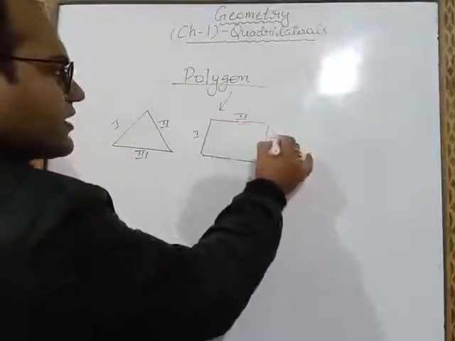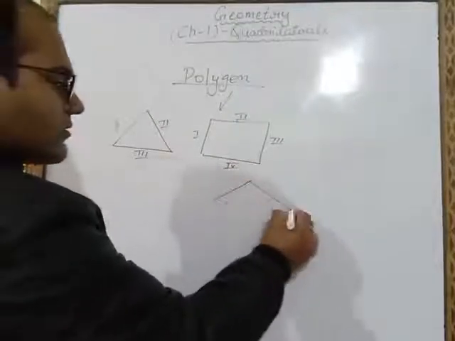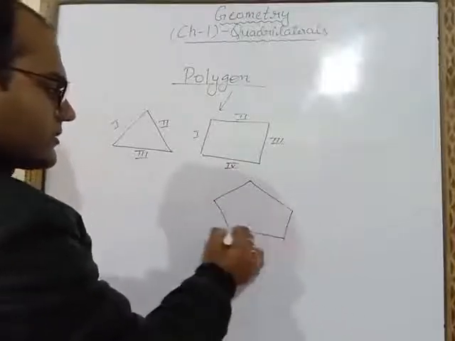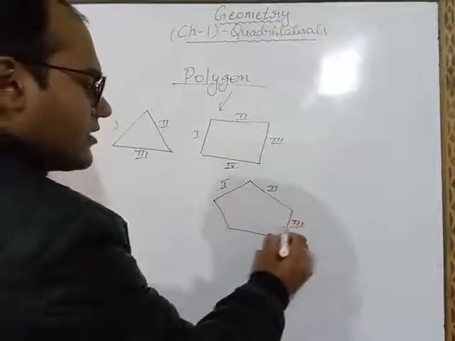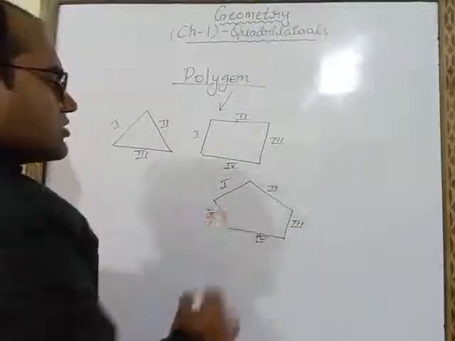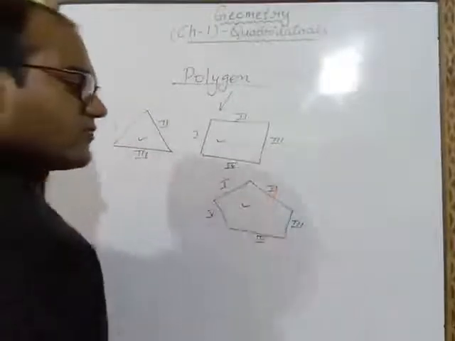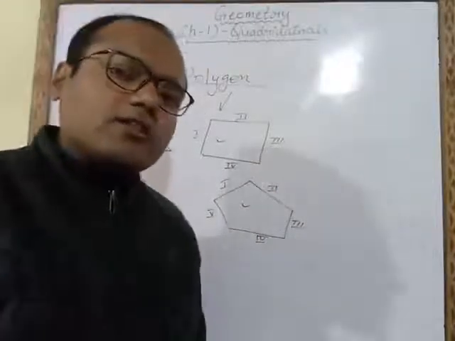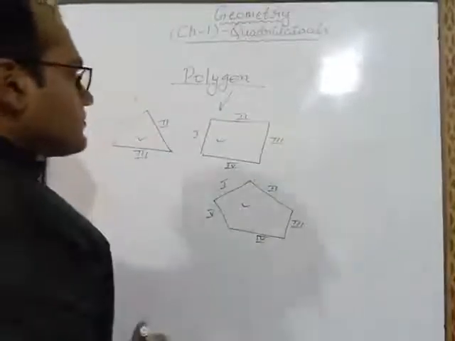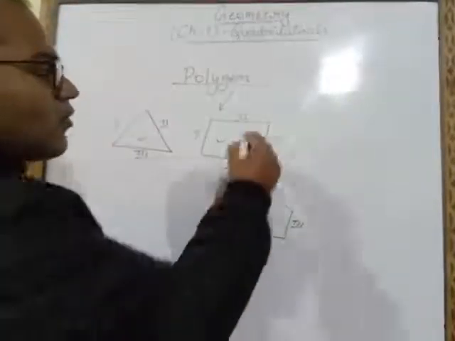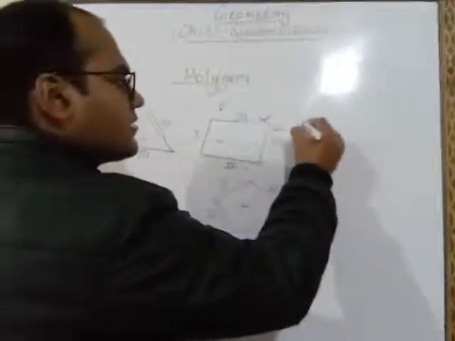Here I have drawn one closed figure with four sides: first, second, third, fourth. One more figure as an example: this is the figure with five sides. First side, second side, third, fourth, fifth. So all such closed figures which are bounded by three or more than three sides are known as polygons. Now the closed figure with four sides is known as a quadrilateral.